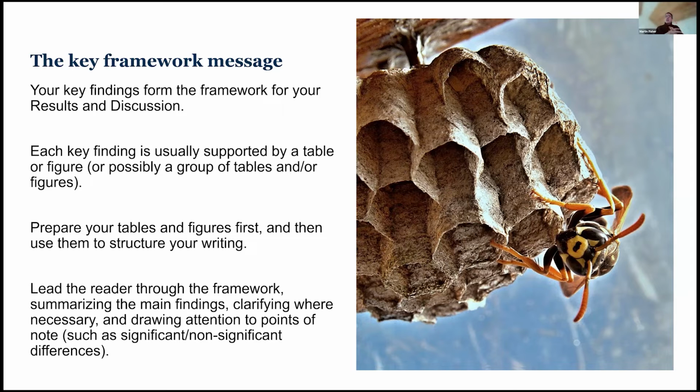And once you've done that, it's going to be easier to write, in particular, your discussion, which for many people is the greatest challenge when writing an article for the peer-reviewed literature. And in your writing, especially in your results, you are going to lead your readers through the framework, summarizing your main findings, clarifying and drawing attention to points of interest, in particular things like differences between categories in your data, for example.